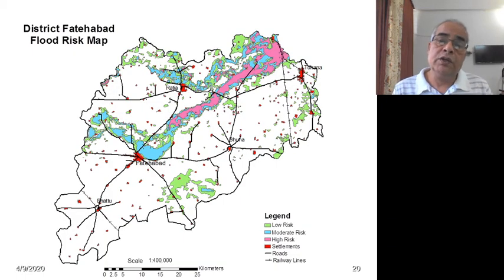So when we talk about the use of this geospatial technology, we can prepare these types of risk maps, which can not only help us in the evacuation, because we know which are the areas under high risk, but also in the planning of the district, that if you have to go for some sort of industrial plantation, it has to be put in the low risk or minimum risk areas.